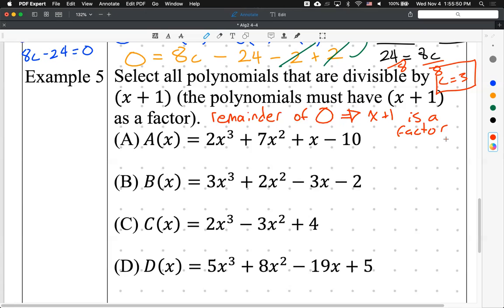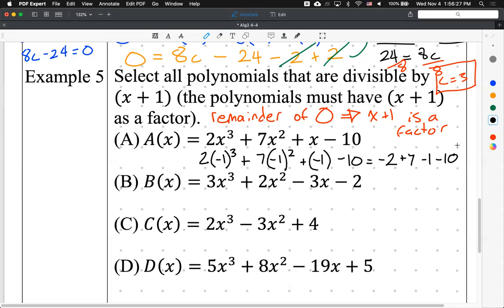What do I do for this first polynomial, 2x cubed, that one? Charles. You put in -1. All right, so I get 2 times negative 1 to the power of 3 plus 7 times negative 1 to the power of 2 plus negative 1 minus 10. Help me simplify, Charles. First one should be negative 2. Second should be plus 7. Third should be negative 1. And last should be -1. Yep, keep going, Charles. Oh, question from Jade. We'll come back to you, Charles.